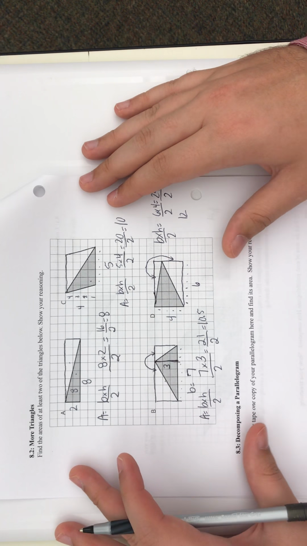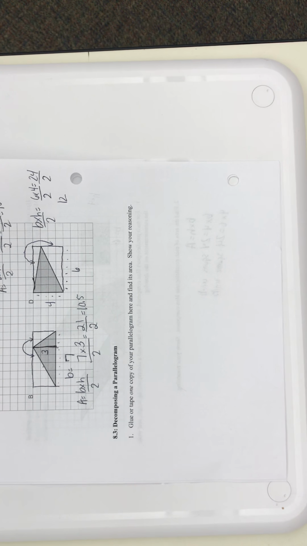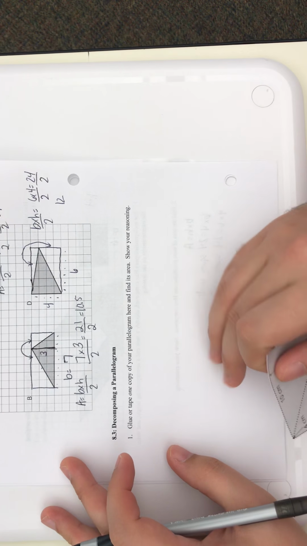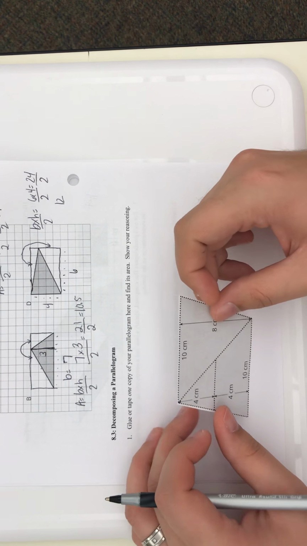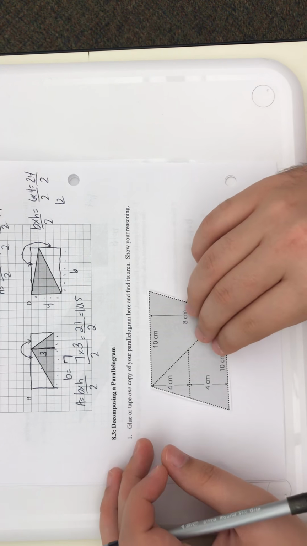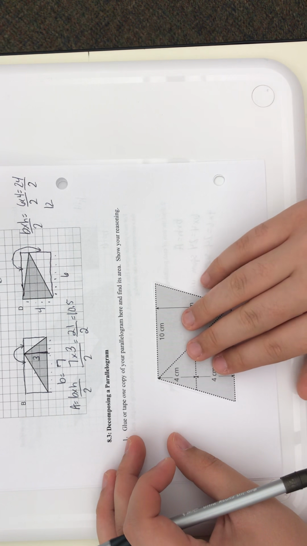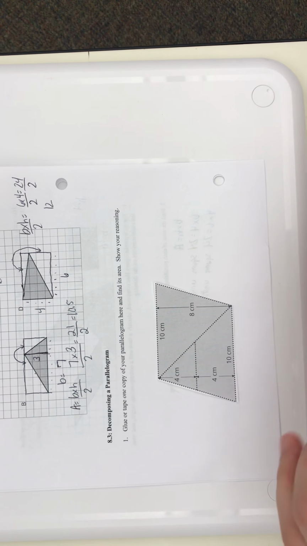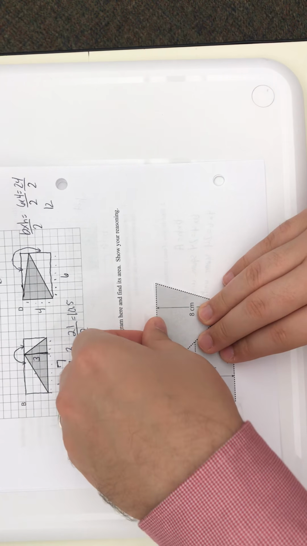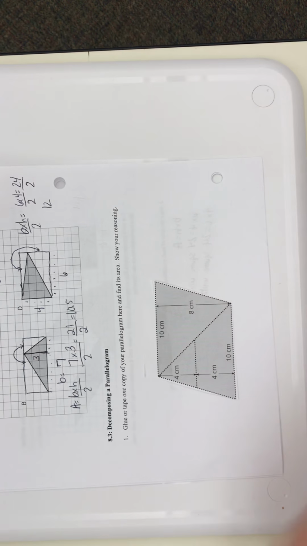On the last part of this, we did kind of a discovery activity where students had the option of choosing parallelograms. So on the first one here, it says glue or tape one copy of your parallelogram here and find its area. So this is what the parallelogram that I had looked like. So I'm going to tape it down, and then it's asking me to find its area. Notice that you'll see all these different numbers on this parallelogram, but we're just going to find its area. Remember, to find its area, we have to do base times height.